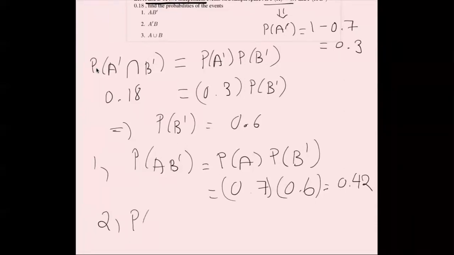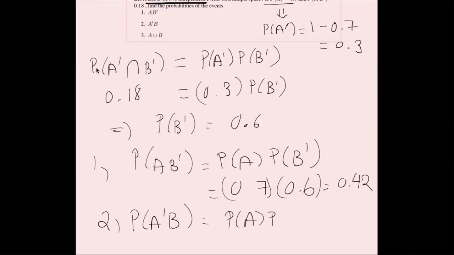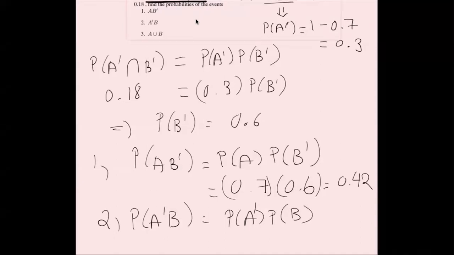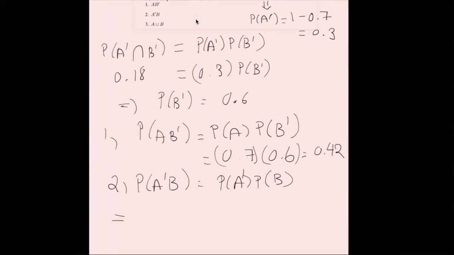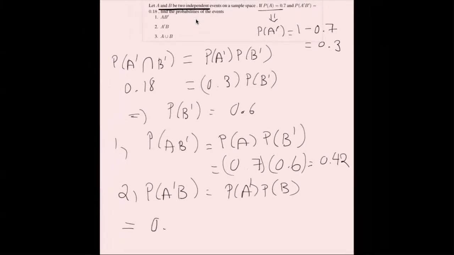The second part is probability of A complement and B. Again, since they are independent, I can just multiply their probability. Probability of A is 0.7, so probability of A complement is 0.3. Probability of B complement is 0.6, so probability of B is 0.4. So the product is 0.12.